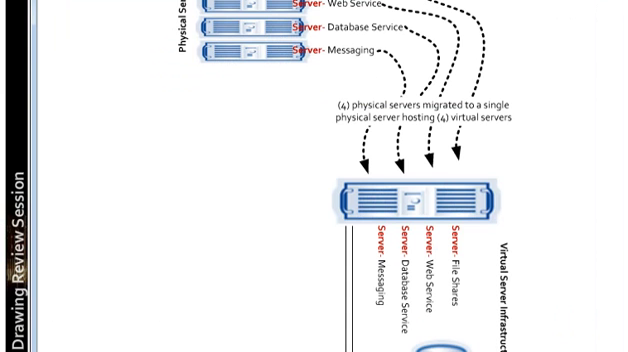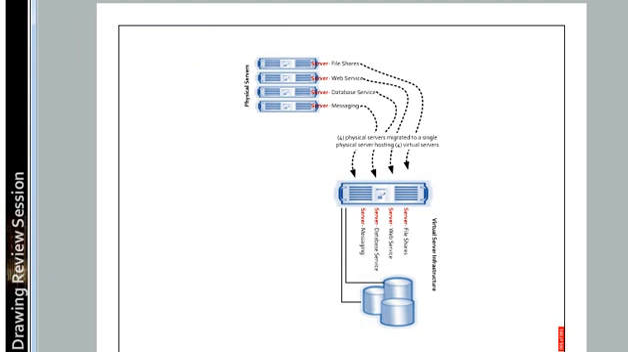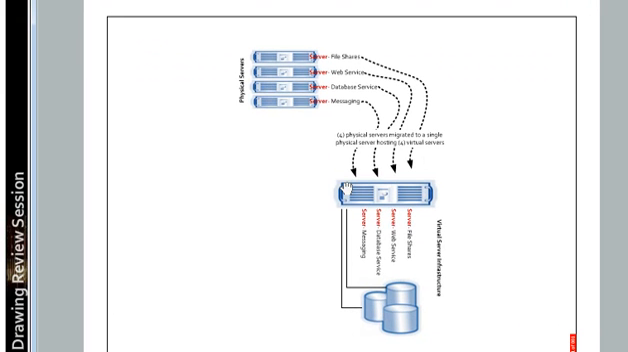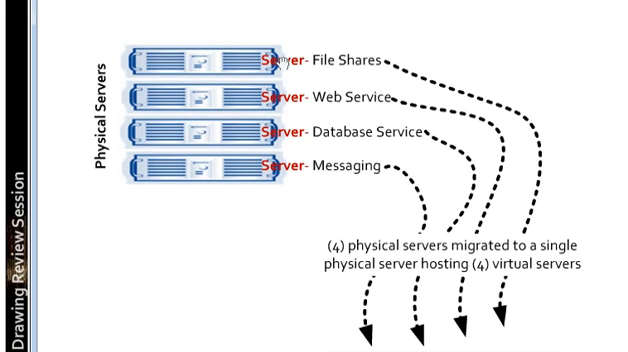All right, so here what we have is a physical to virtual drawing. We have four physical servers here and one virtual server here. Note that the virtual server is attached to shared storage. Definitely recommended, but not required. So let's take a look here. There are four physical servers: file shares, web services, database services, and messaging.